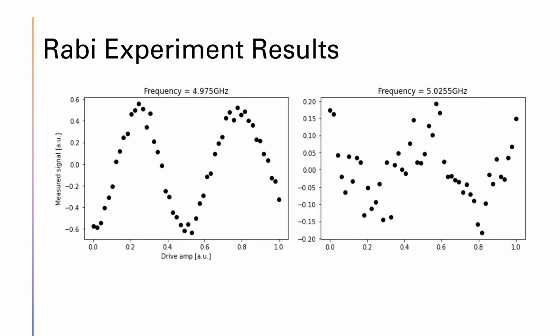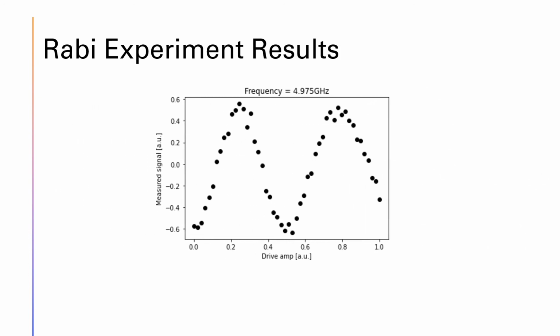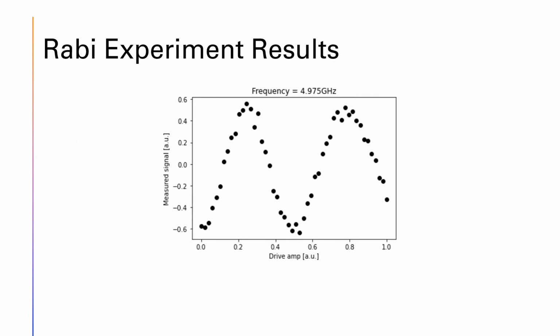To test each frequency, we perform a Rabi pulse experiment to test for Rabi oscillations. On the left, we performed a Rabi pulse experiment at the suspected frequency, and on the right, we do the same with the unknown frequency. As we can see, there are Rabi oscillations at the suspected frequency, but not at the unknown frequency. Therefore, 4.975 GHz is our fundamental frequency.